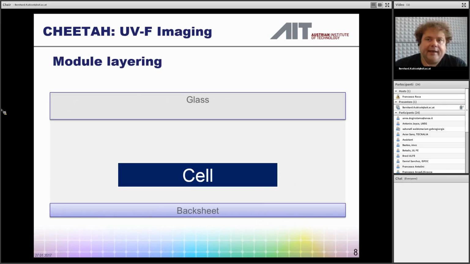If you have a typical layering of a glass backsheet module, you have the front glass, you have the cell, you have the backsheet, and all the gooey stuff in between. That's typically EVA or polyolefin or some polymer basically that glues everything together and gives also some kind of protection for height deviations in the cell, so things don't break that easily.